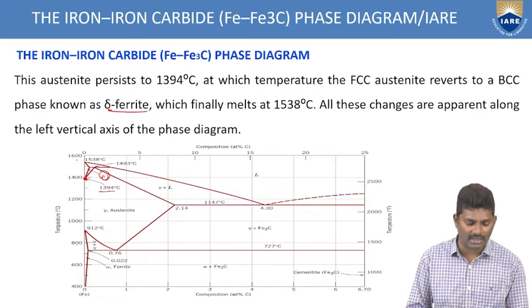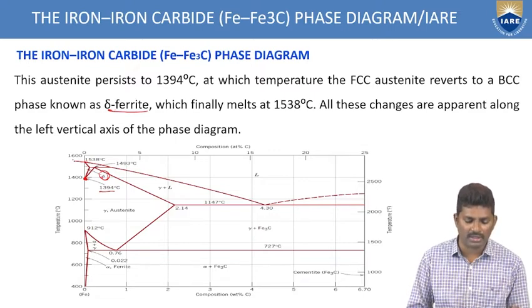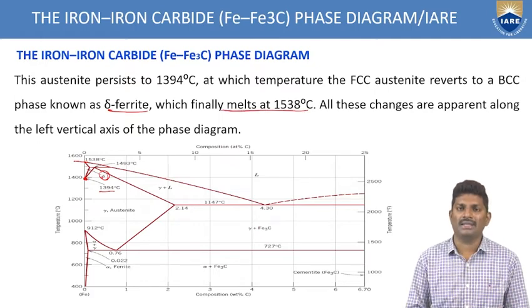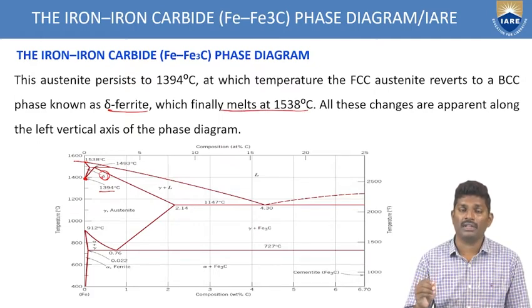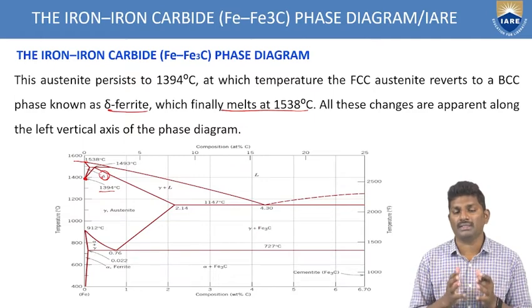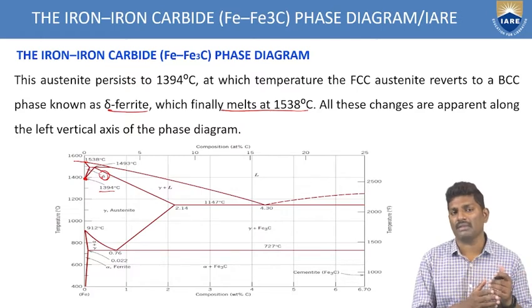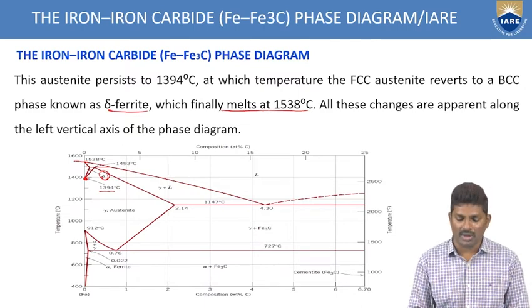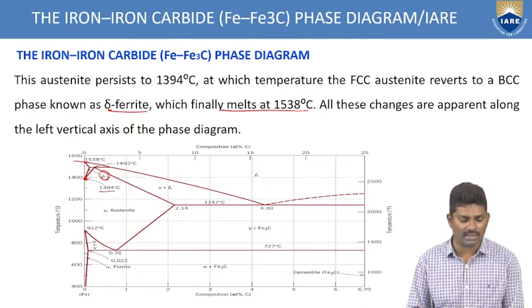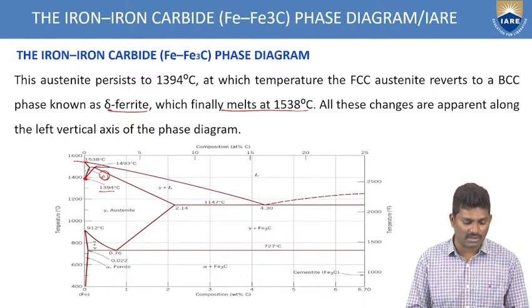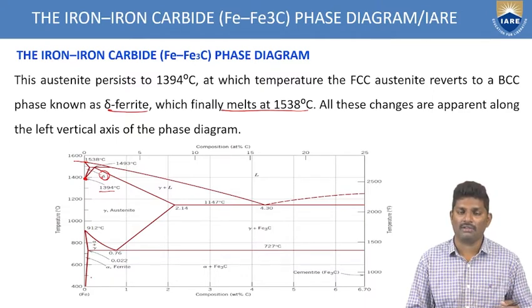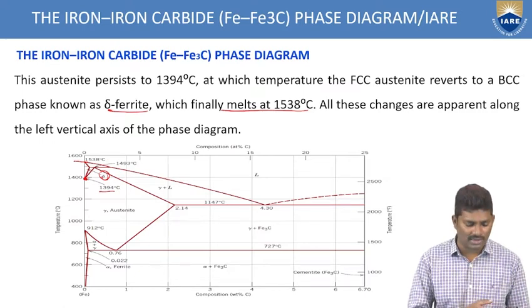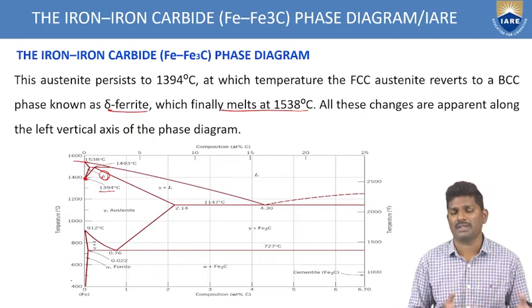So where are we getting? We are getting at 1538 degrees centigrade at this point. Here we have this delta ferrite, which melts at 1538. So at 1538 degrees centigrade, we get the melting point of iron. Up to that, you are having the solid nature, and only after that do we get the melting point. All these changes are apparent along the left vertical axis. What are the changes? We are seeing alpha ferrite to gamma austenite and delta ferrite again. All this we can see with respect to this vertical axis, the temperature.